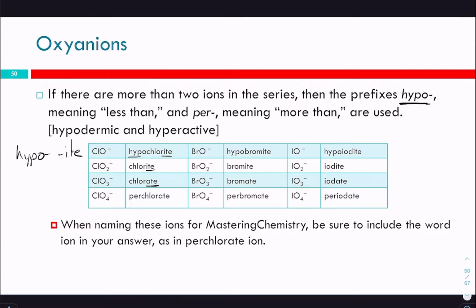You can go the other way 1 step. If you start with the ATE form, add per to the front, so this will be per and then ATE at the end. That adds 1 more oxygen, but again has the same charge. So I definitely recommend you memorize the base forms with ATE, and then if you know that per adds 1 oxygen, ITE takes off 1 oxygen, and hypo ITE takes off 2, you can figure out all of the rest of them.